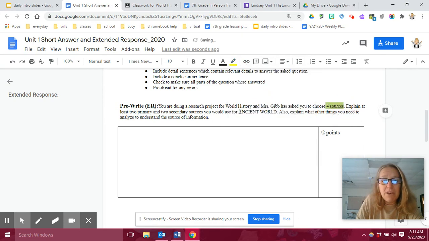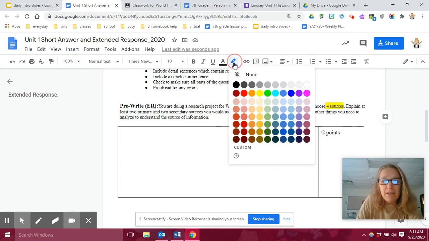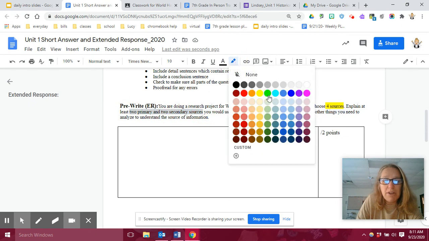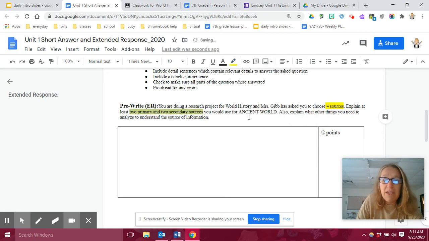My topic that I'm going to use is ancient world. I'm going to go ahead and highlight that as well. And then I've got to make sure I have my two primary and two secondary. So I'm just making sure I know what it is I have to answer. And then finally, this is the part a lot of people forget, analyze to understand the source of information. All right, so let's go ahead and do our outline together.